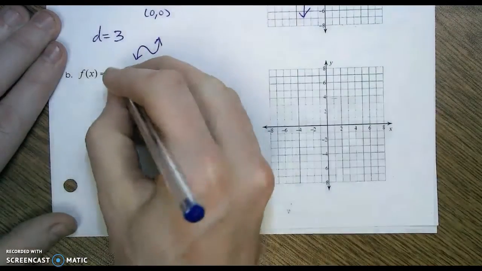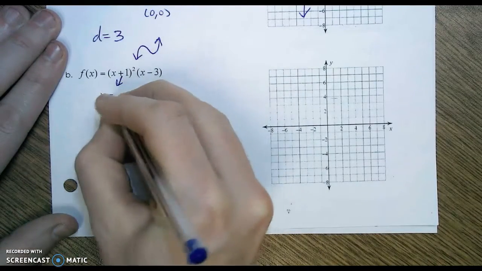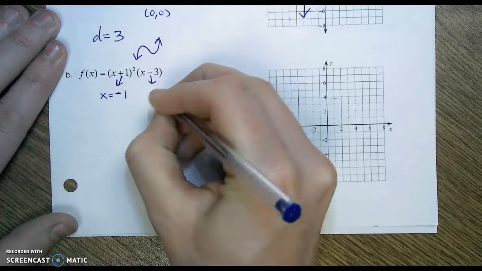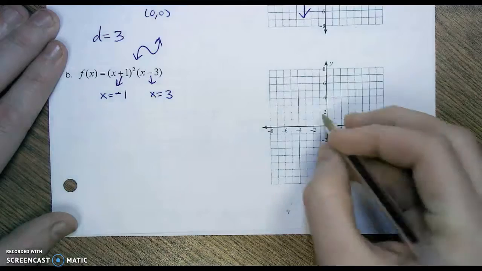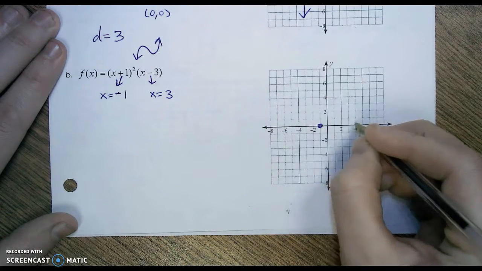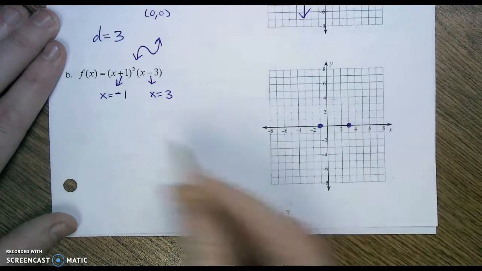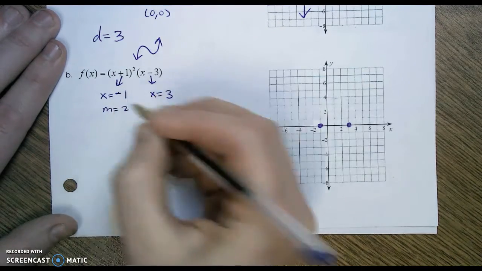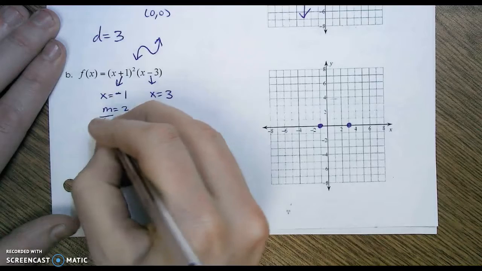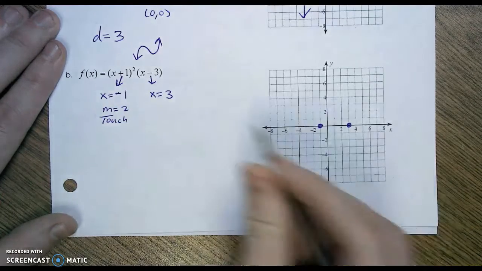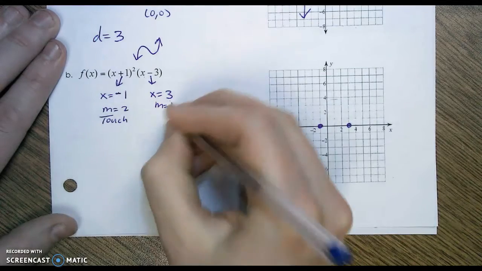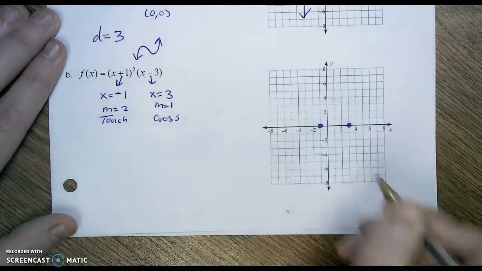So here I set this equal to 0, and I get negative 1, negative 1. Here I set that equal to 0, and I get 3. So let's plot that on the x-axis, negative 1 and 3. Then this 1 has a multiplicity of 2 because of the exponent of 2, which means it's going to touch at negative 1. This 3 has a multiplicity of 1, which means it's going to cross there.